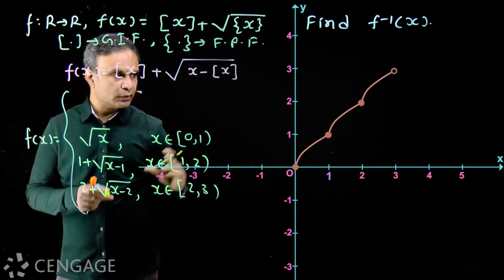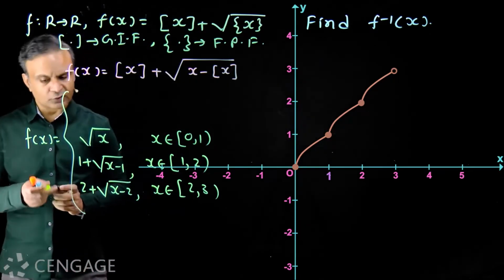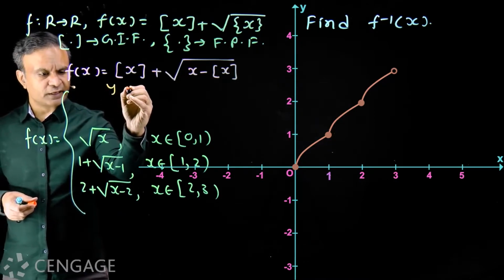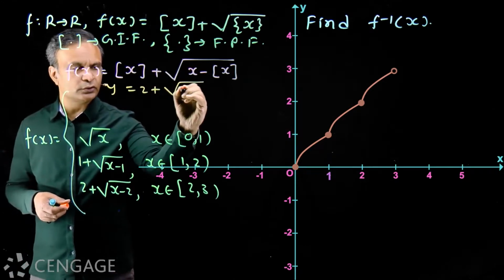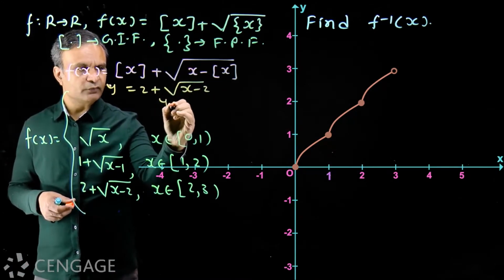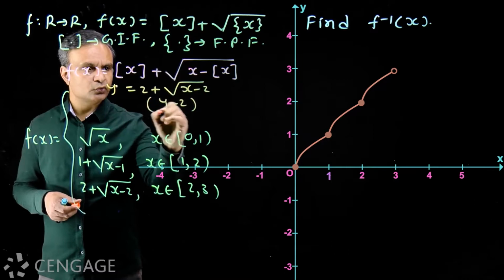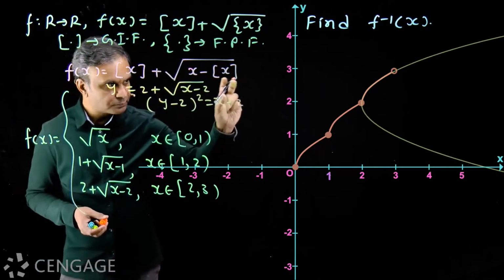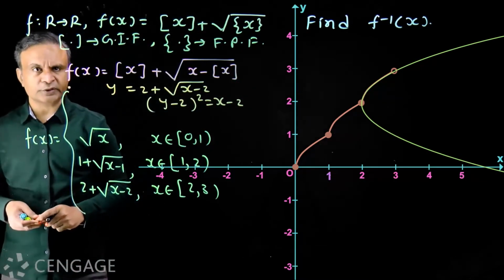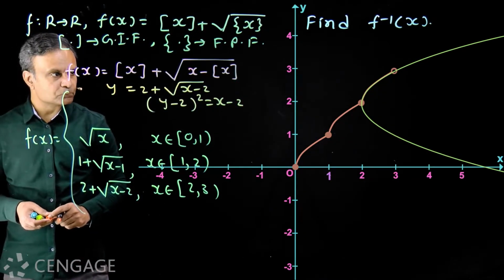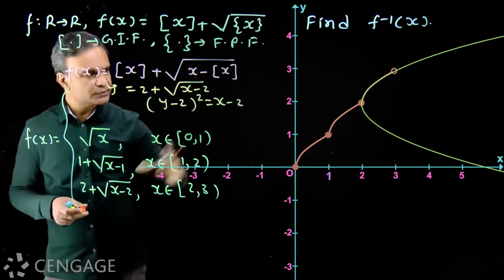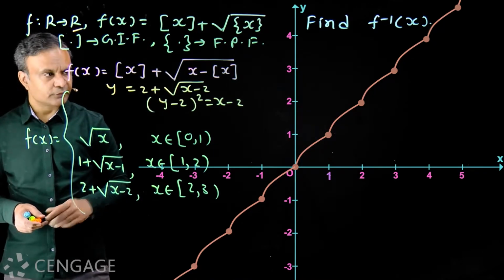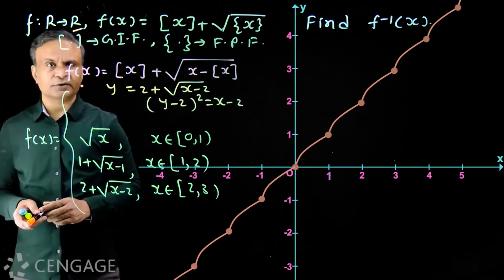This is also part of some parabola. Which parabola will it be? We consider y is equal to 2 plus root x minus 2. So we will have y minus 2 whole square is equal to x minus 2. So this is part of this parabola. Similarly we will have parts of other parabolas like this, for negative values of x also, and from the graph clearly function is 1-1.